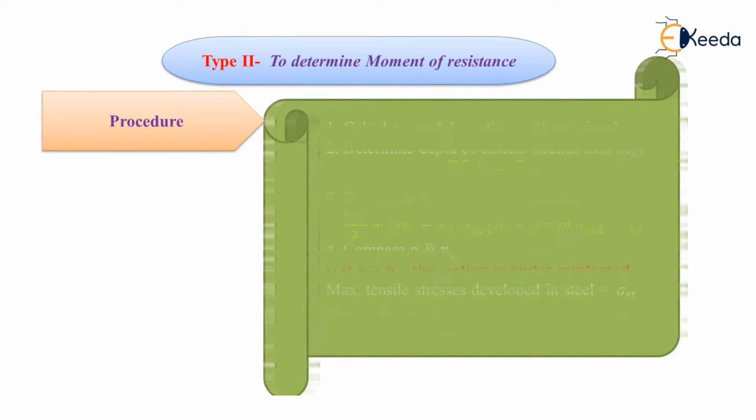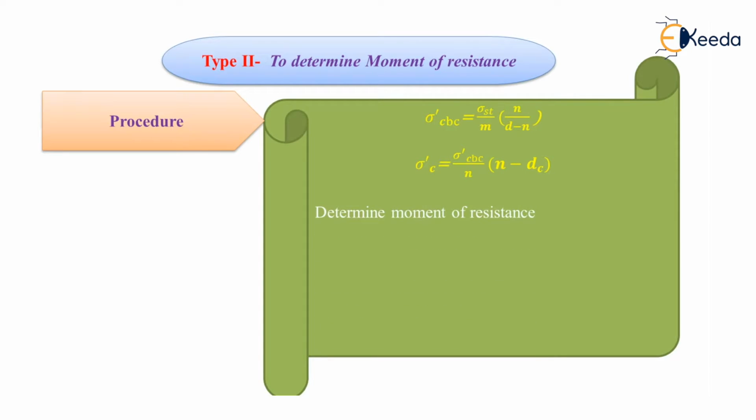Then we have to find out the sigma dash CBC value from the formula sigma ST upon m in bracket n upon D minus n, and from that value of sigma dash CBC we can find out sigma dash C, which is equal to sigma dash CBC upon n in bracket n minus DC. After determining sigma dash CBC and sigma dash C, we will find out the moment of resistance MR from this formula.